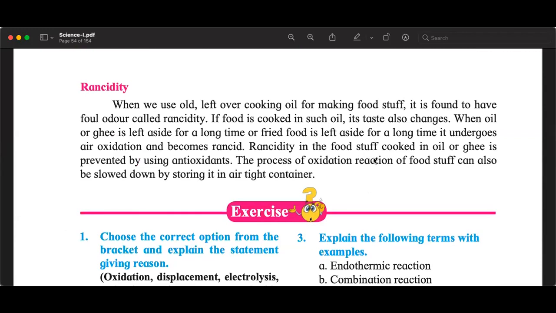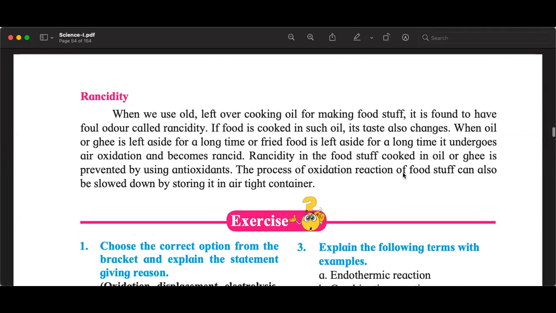We will also understand rancidity. Rancidity is कि अगर जो खाने का तेल है, अगर वो बहुत पुराना हो जाए या फिर एक उसी तेल में हम बार बार खाना पकाएं, so it goes stale, खराब हो जाता है. That's called rancidity. Why it happens? That also we will study.